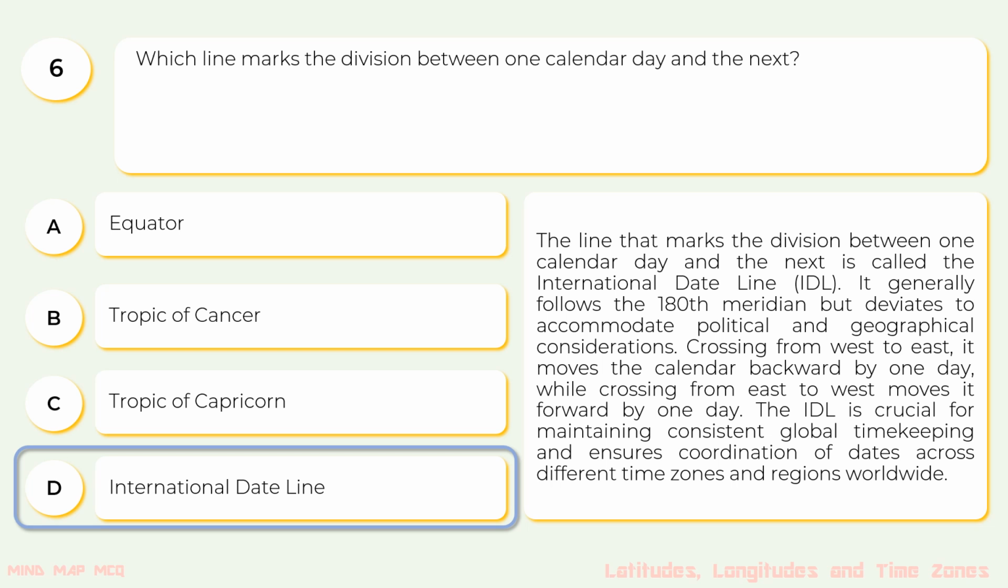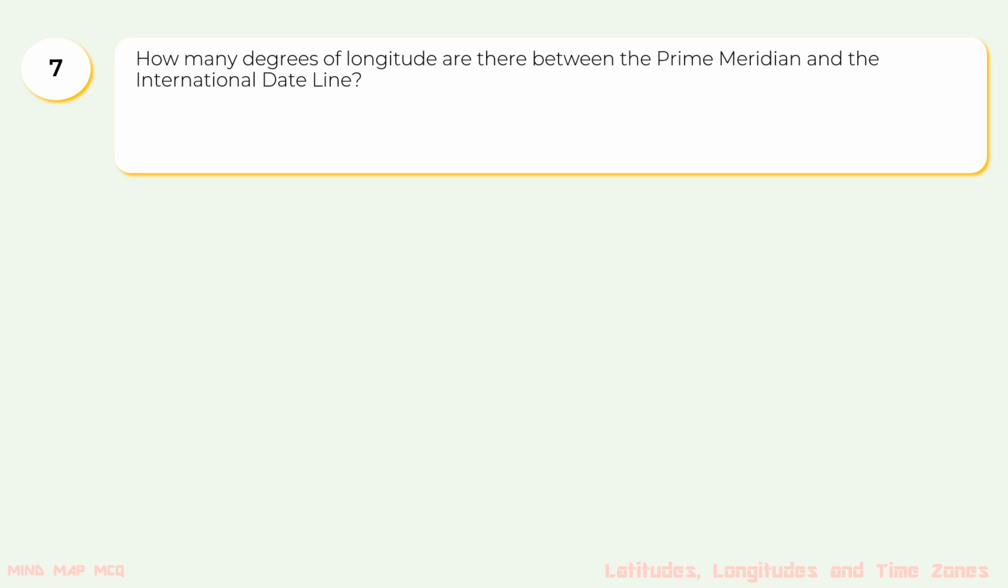Crossing from west to east, it moves the calendar backward by 1 day, while crossing from east to west moves it forward by 1 day. The IDL is crucial for maintaining consistent global timekeeping and ensures coordination of dates across different time zones and regions worldwide.